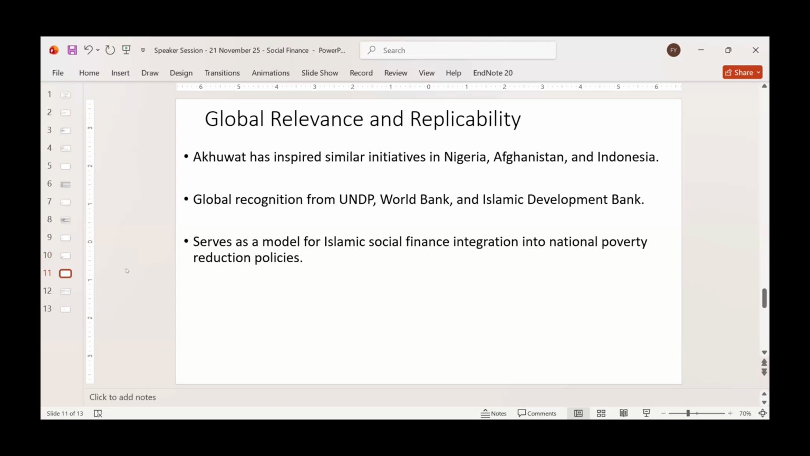Global relevance and replicability. Yes, Akhuwat has inspired similar initiatives in Nigeria, Afghanistan, Indonesia, and many more. It has global recognition from the United Nations, World Bank, and Islamic Development Bank, and serves as a model for Islamic social finance integration into national poverty reduction policies, because as I have mentioned, this is microfinance without any, you can say, interest involvement in it.